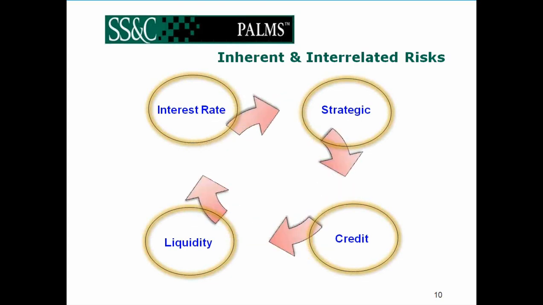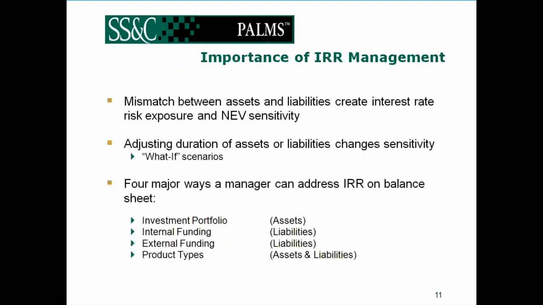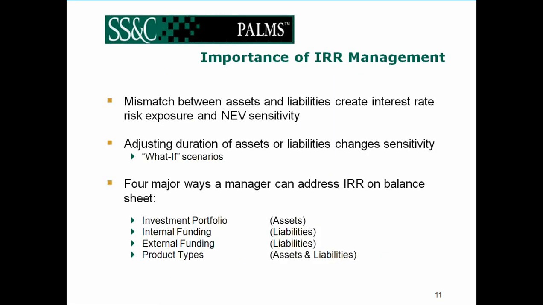The importance of interest rate risk management involves the mismatch between assets and liabilities, which creates interest rate risk exposure and NEV sensitivity. Adjusting duration of assets and liabilities changes sensitivities, and the four ways that a manager such as yourselves can address the IRR on balance sheets would be the investment portfolio of assets, the internal funding for liabilities, external funding also for liabilities, and the product types through assets and liabilities.